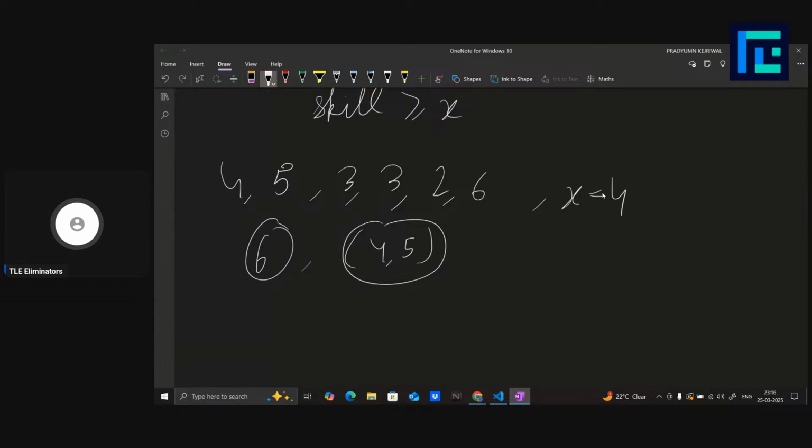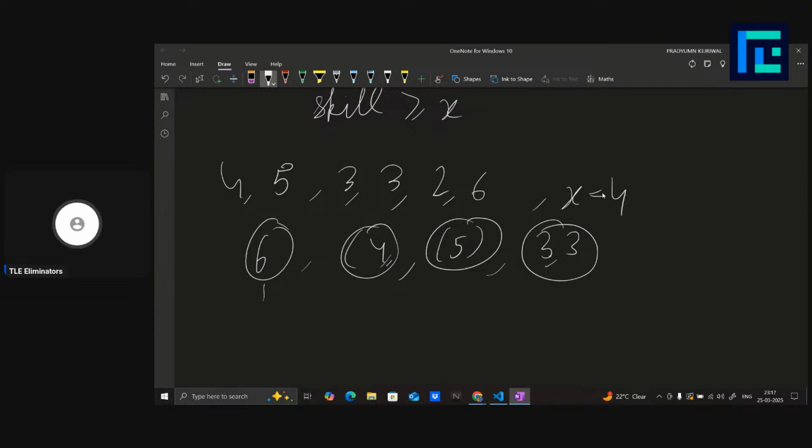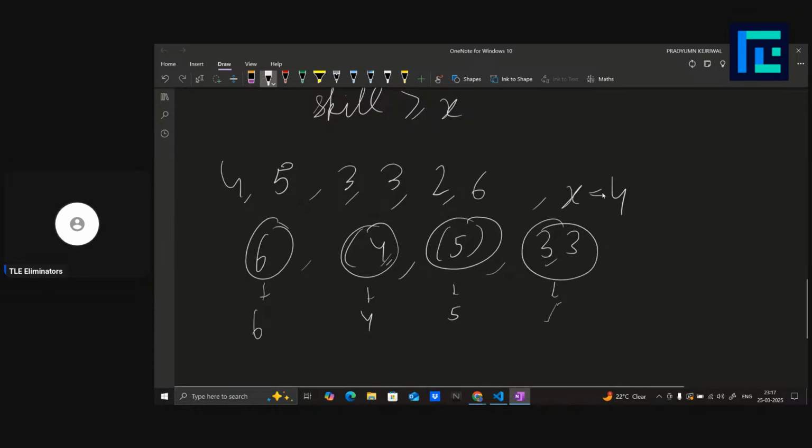Actually, 4 and 5 don't need to be the same team, so they can be different teams as well. So 4 can be a team, 5 can be a team, and 3 and 3 can be a team, right? In this case, the strength of this one is 6, the strength of this one is 4, this one is 5, and this one is 3 into 2, so 6. So these are 4 teams that we were able to form using these 6 students.